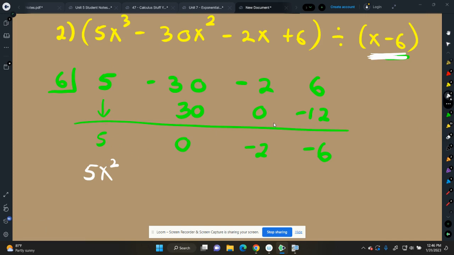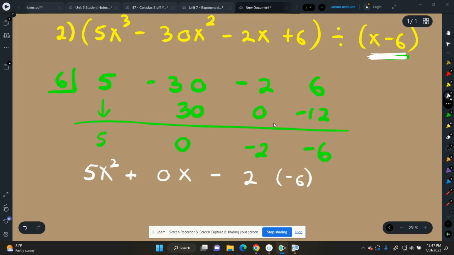Now we're going to go down. We have x squared, so the next one is just x. So it's plus 0x. Then I have minus 2. Now there's no x left, it's just 2. This is the remainder. Negative 6 is our remainder.